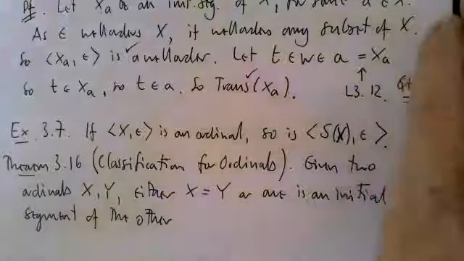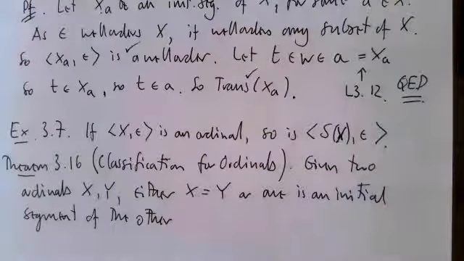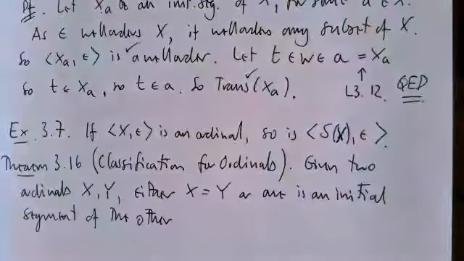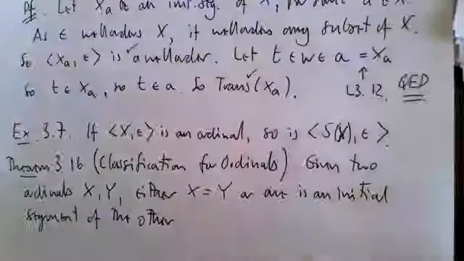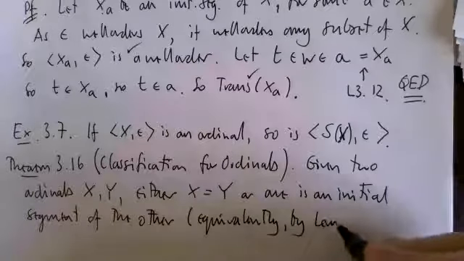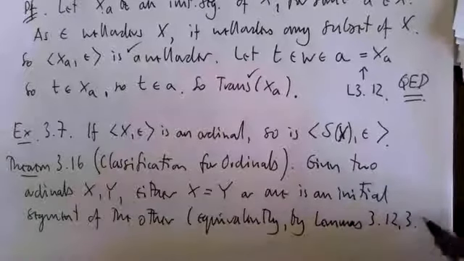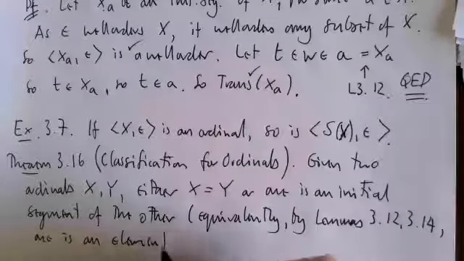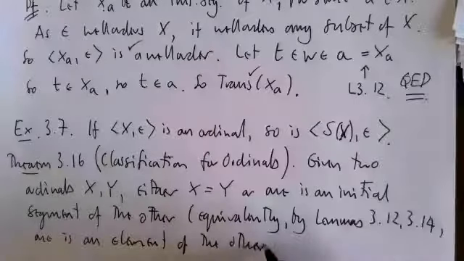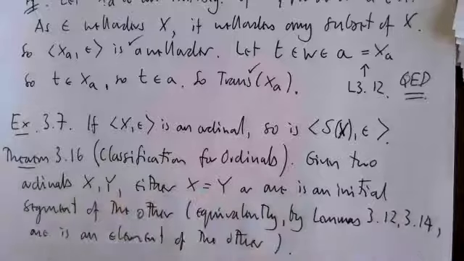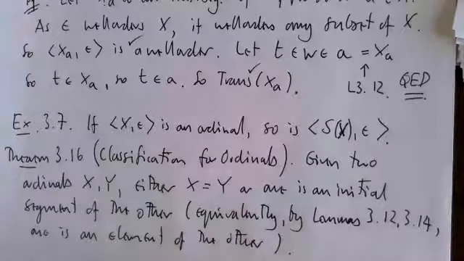So we've seen that being an initial segment of an ordinal is the same as being a member of the ordinal here. So by 314 and 312, this is equivalent to saying one is an element of the other. So there's only three ways about it. I'll think of them either being equal or one will be shorter than the other, because one is a member of the other or one is an initial segment of the other.